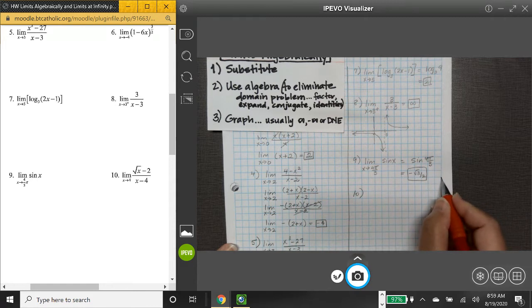Because let's think about it. 4 pi over 3 is... this is 1 pi over 3, 2 pi over 3, 4 pi over 3, 5 pi over 3. So it's down low. So the signs, or the y's, are all negative down here, okay?